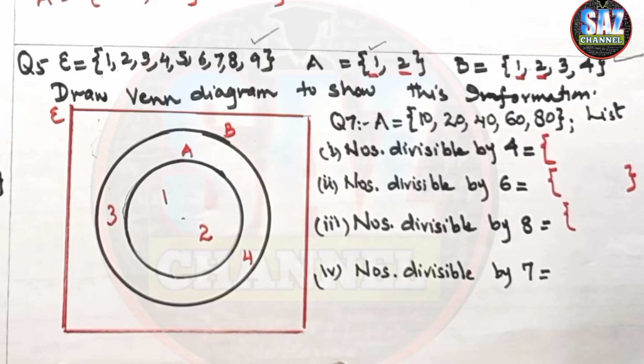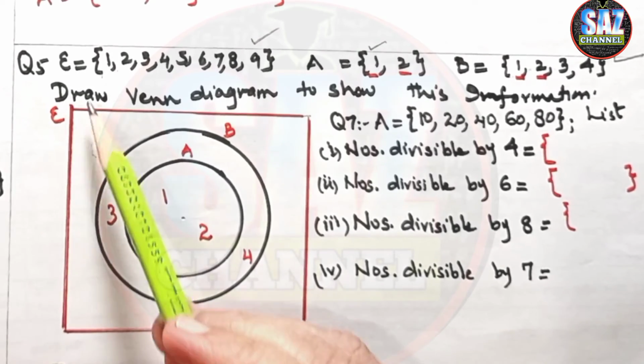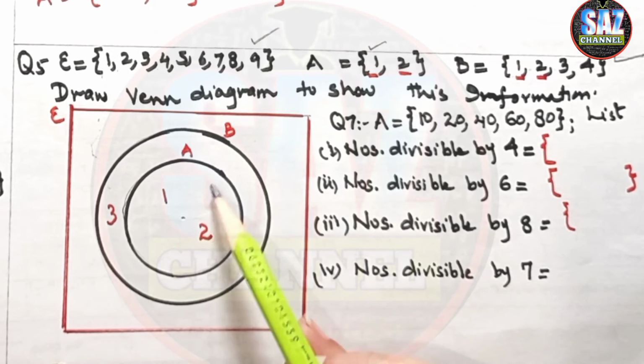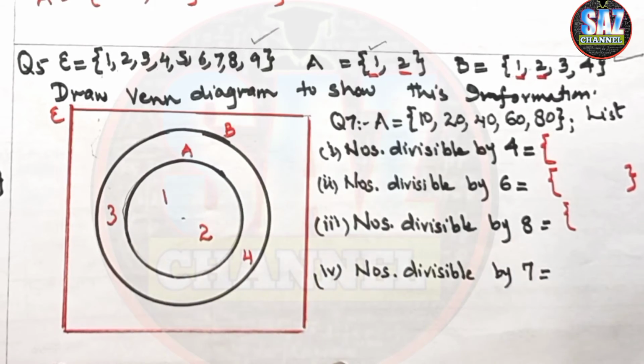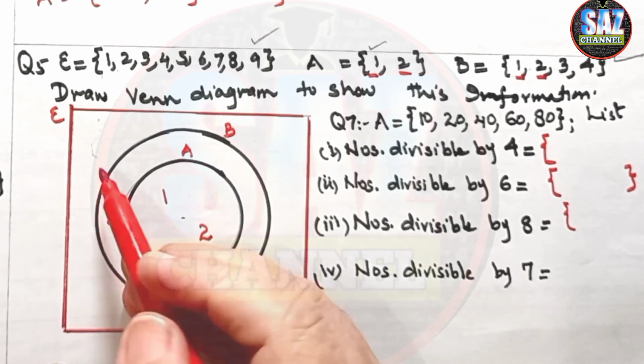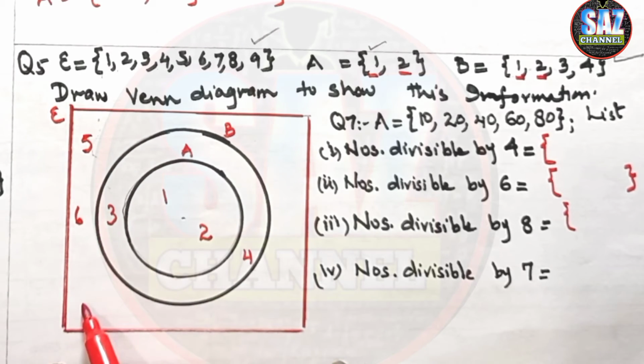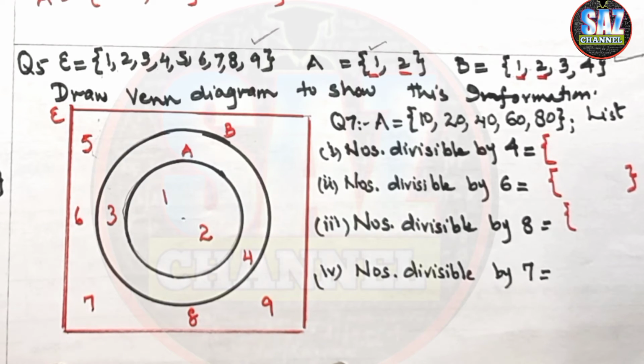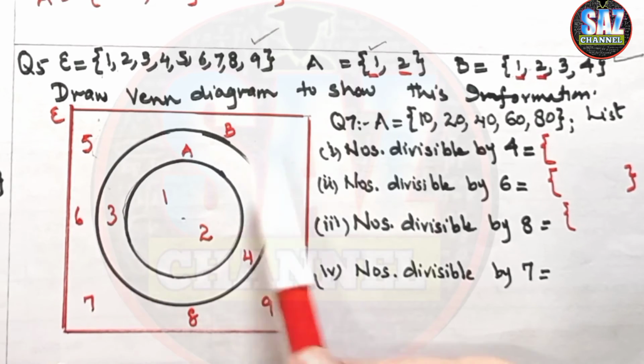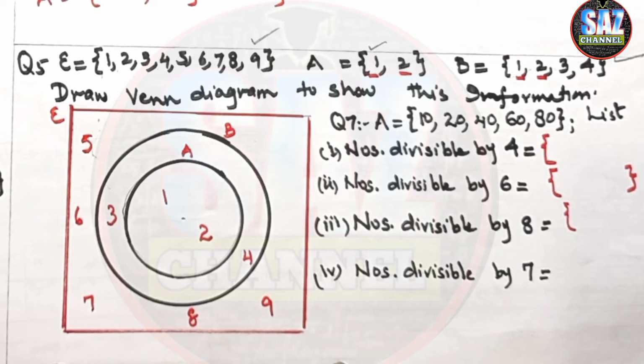Now what we have to do, we can see that from universal, the first 4 elements 1, 2, 3 and 4 are accommodated in the subsets. But universal is containing some more elements as well, that is 5, 6, 7, 8 and 9. We have to write the remaining elements of universal in the universal and outside these subsets. Okay, I hope you are clear about this question, and let me quickly move to question number 7.